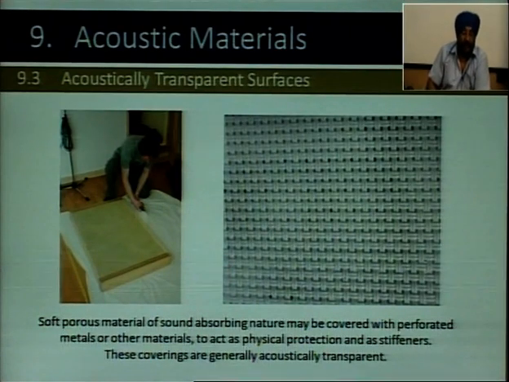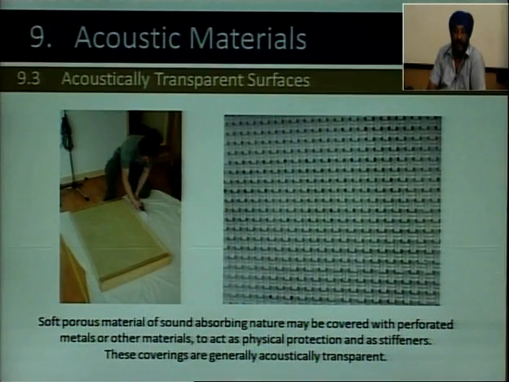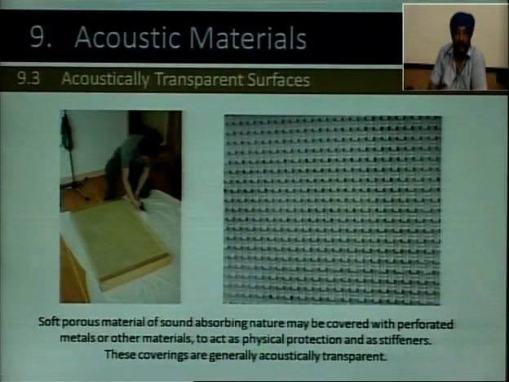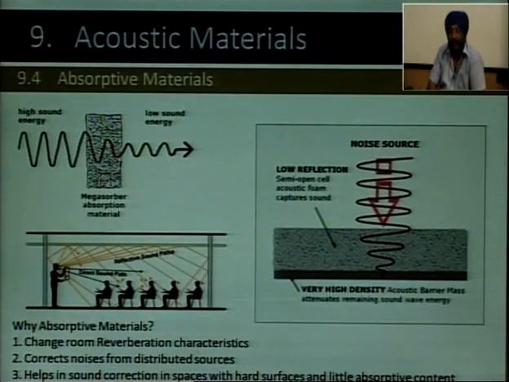So, there is one more type of material which is widely used, you must have observed. Even Hessian cloth, for example, is a good damper in certain situations. So, these are transparent surfaces. Whenever you need acoustically transparent surfaces, such kind of situations demand this intervention. There are many absorptive materials required.